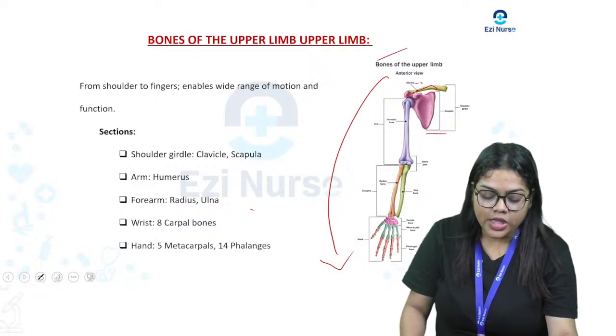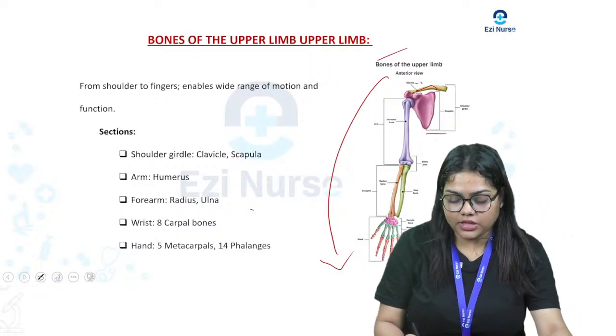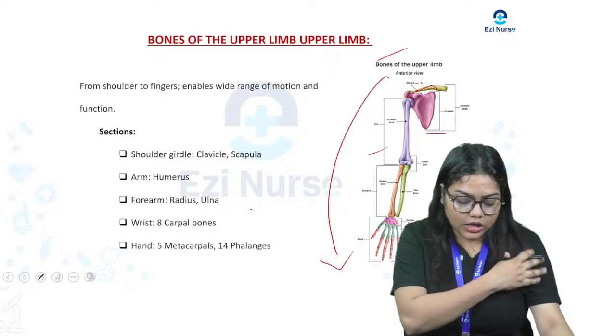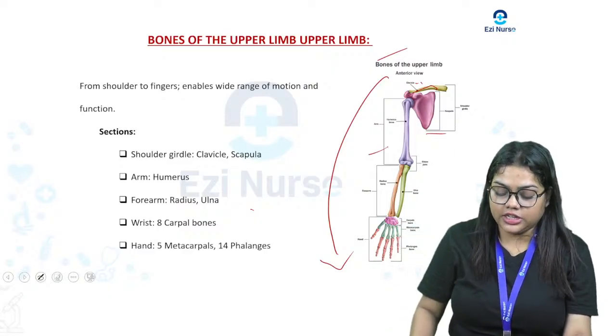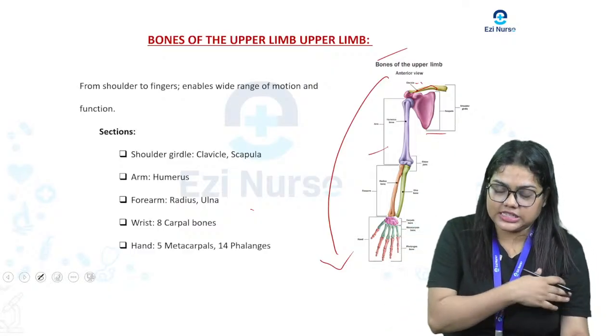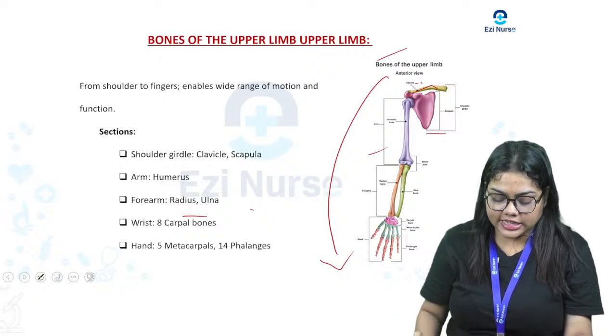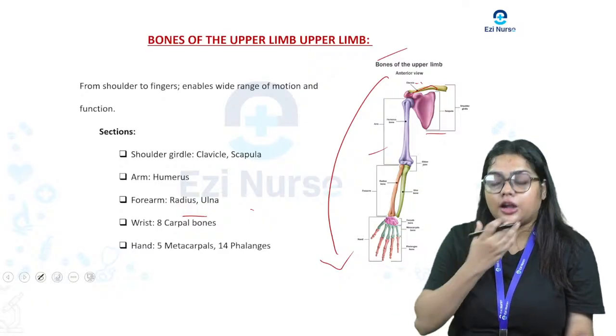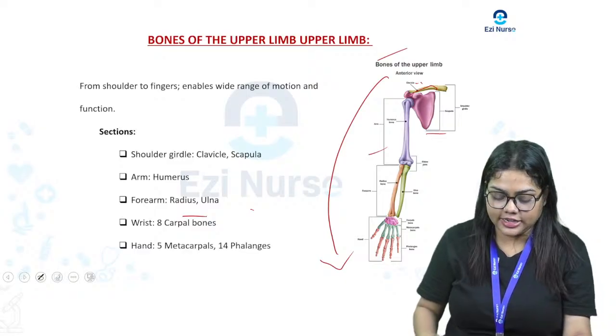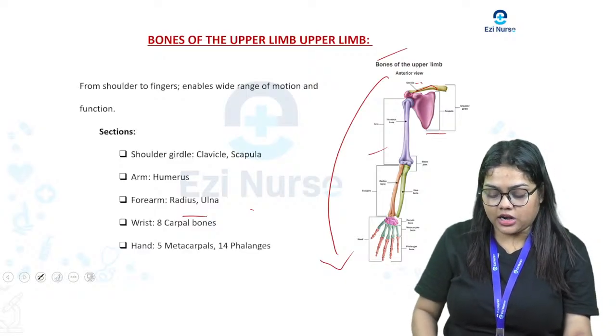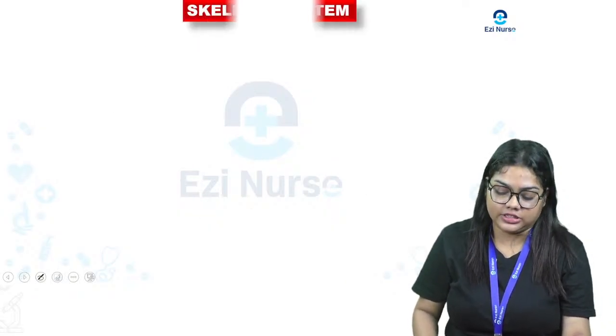Flat shaped bone. Then in the arm, in the upper arm there will be the humerus, in the forearm it will be the radius and ulna. In the wrist 8 carpal bones will be there, and in the hands there will be 5 metacarpals and 14 phalanges.